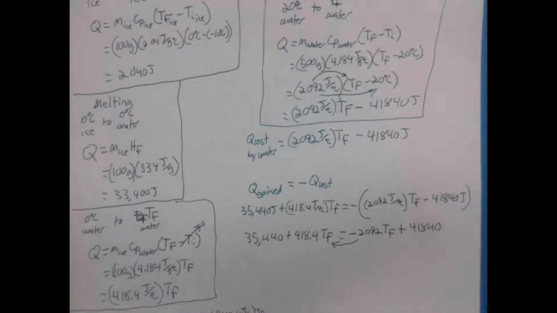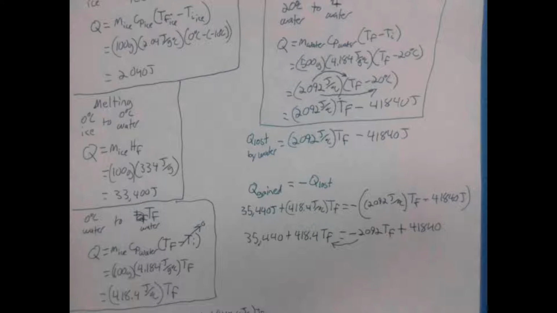Has a Tf next to it. So we get on this side Tf. And then we're going to move this over to this side by subtracting it. And we're equal to 6,400. And now we divide by 2,510.4. And we get a final temperature of 2.5494 degrees Celsius. And that's our answer.